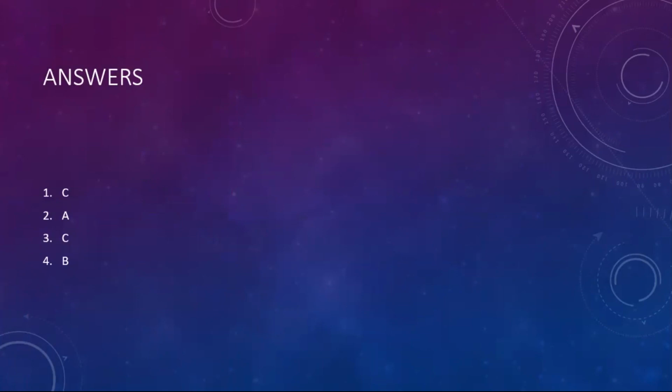Now that you're finished, let's compare your answers to my answers. Number 1 would be C. Number 2 would be A. Number 3 would be C. And number 4 would be B. Did you get them correct? Now that you have, it is time for us to move on to other items in equivalent sentences.